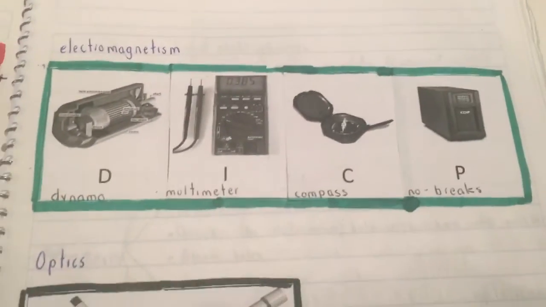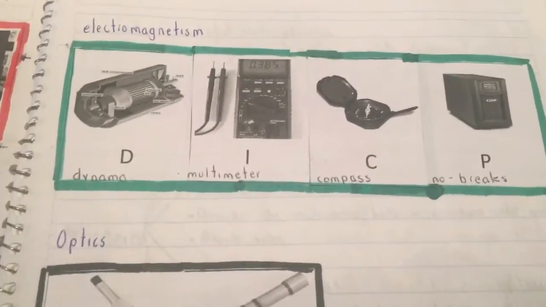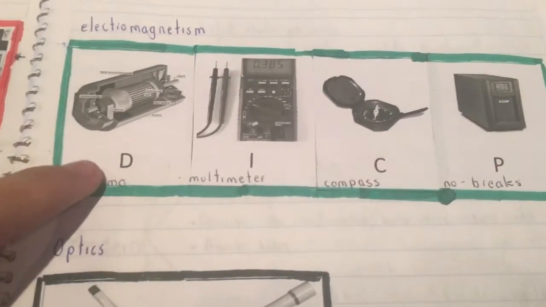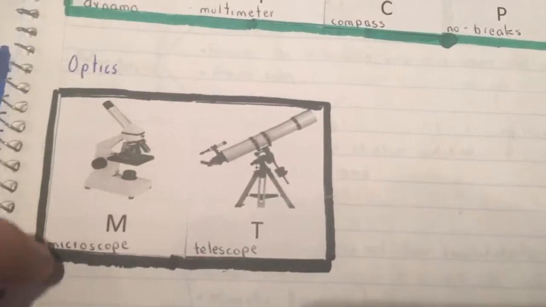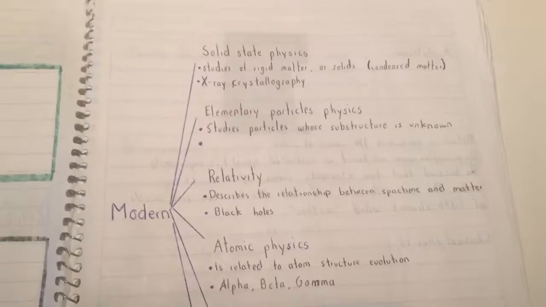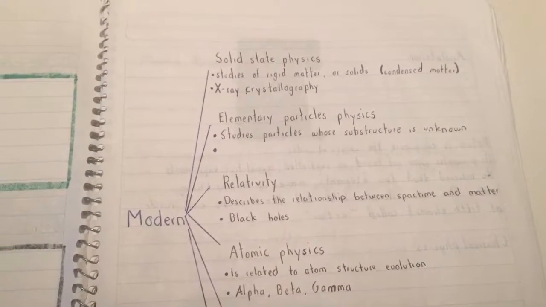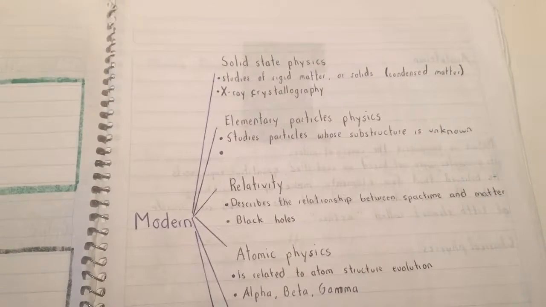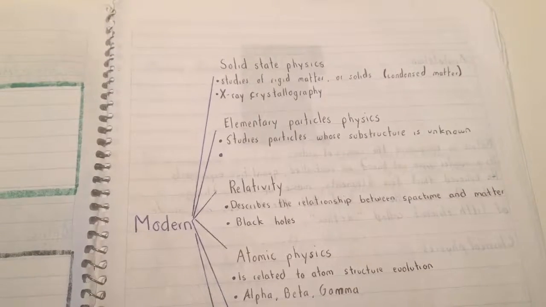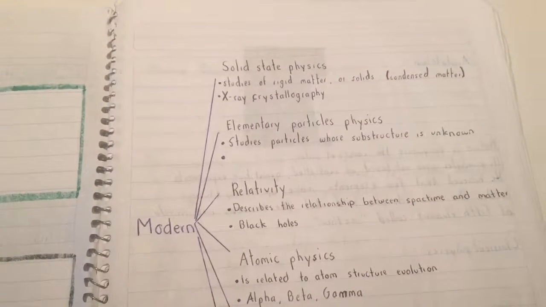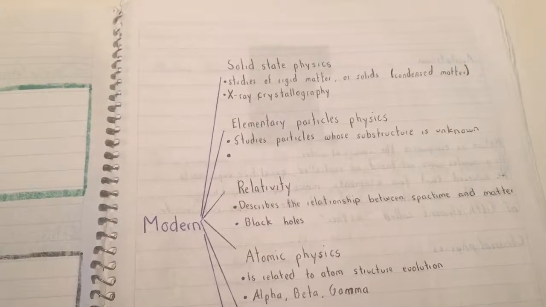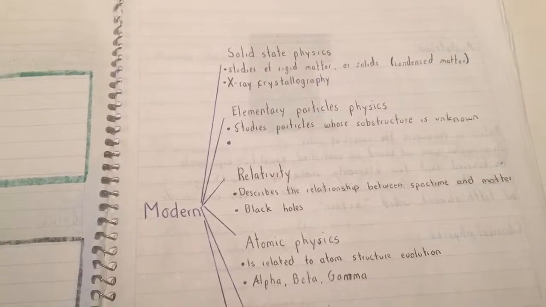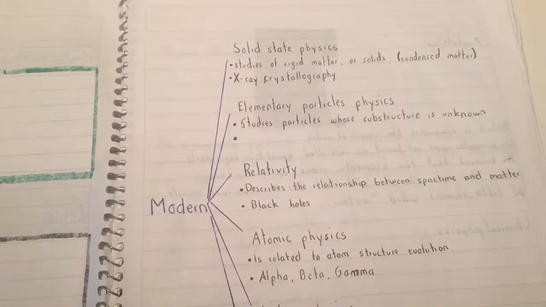Then electromagnetism, like dynamo, multimeter, compass, and magnetic brakes. Optics, microscope and telescope. Now, in modern physics, solid state physics studies rigid matter or solids, and X-ray crystallography. Another type of modern physics is elementary particle physics.